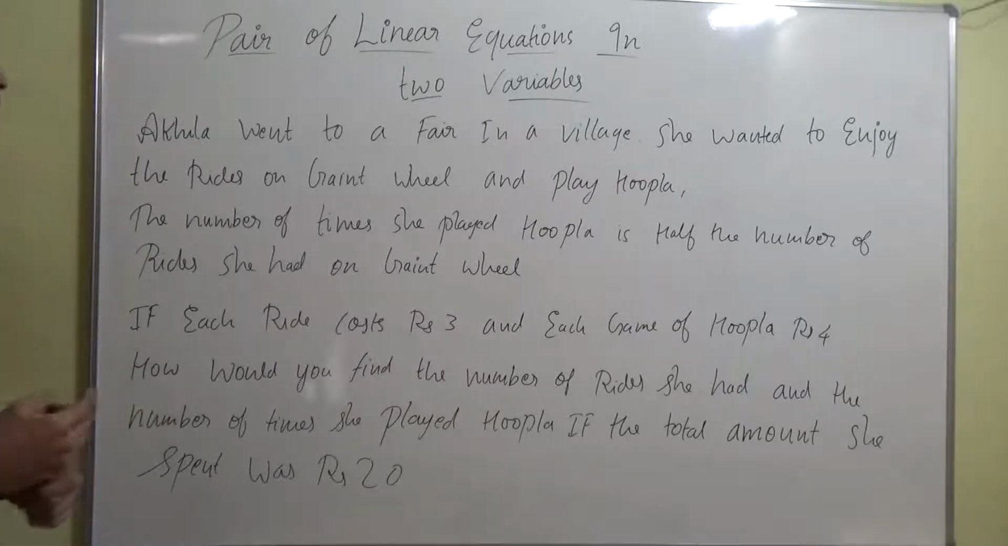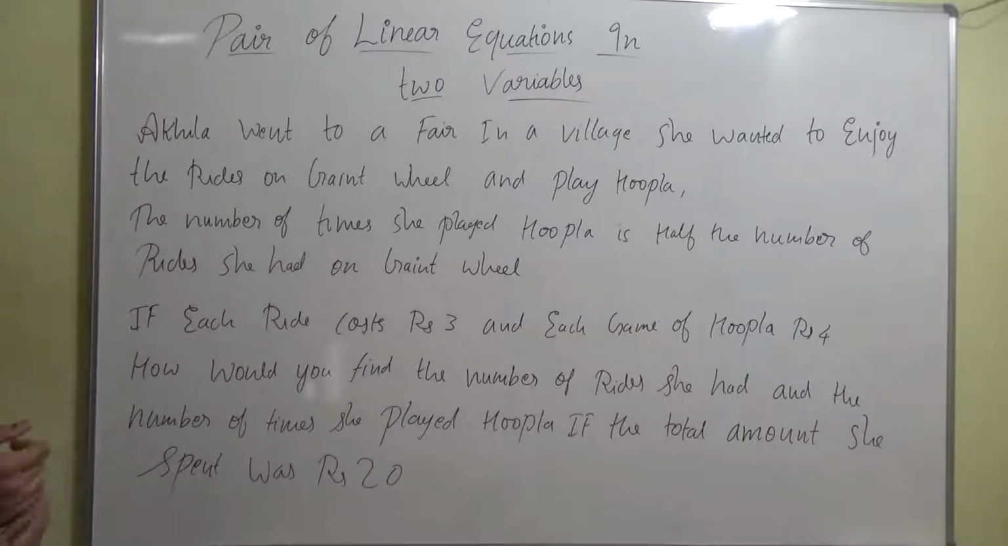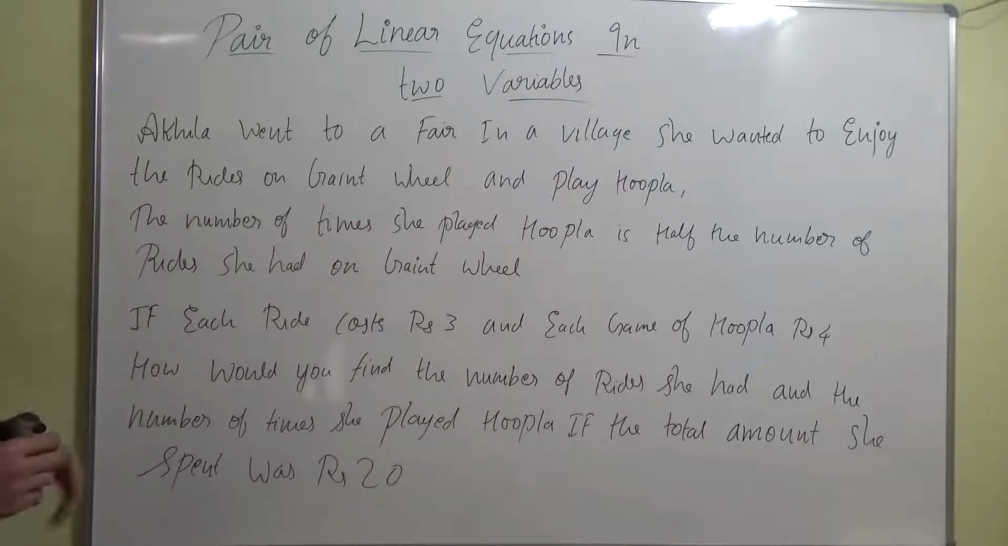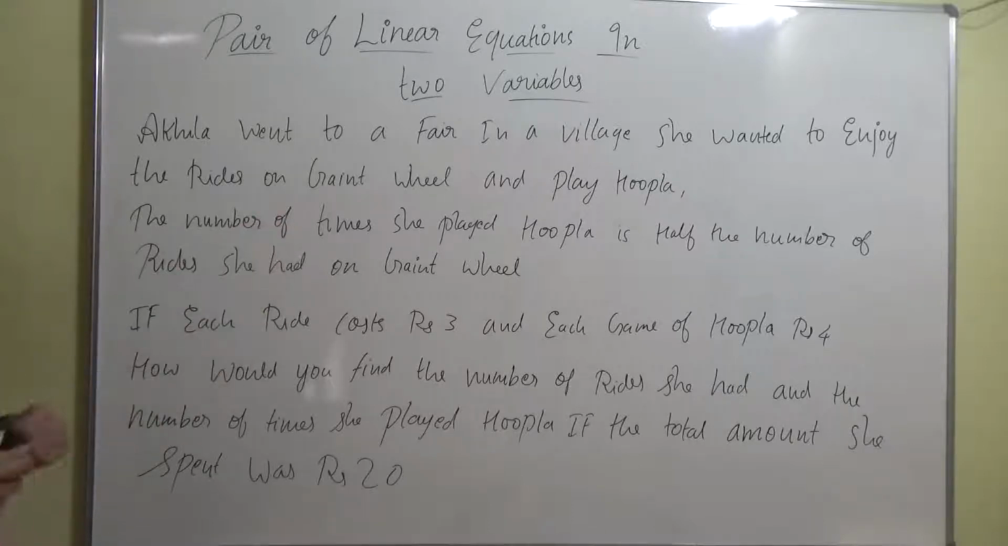So in this question, Akila is a girl and she goes to a fair in a village and she wants to play games. In a fair there will be many games. She wants to play particularly two games. One is the giant wheel and the second game she wants to play is hoopla. And they have given two conditions.